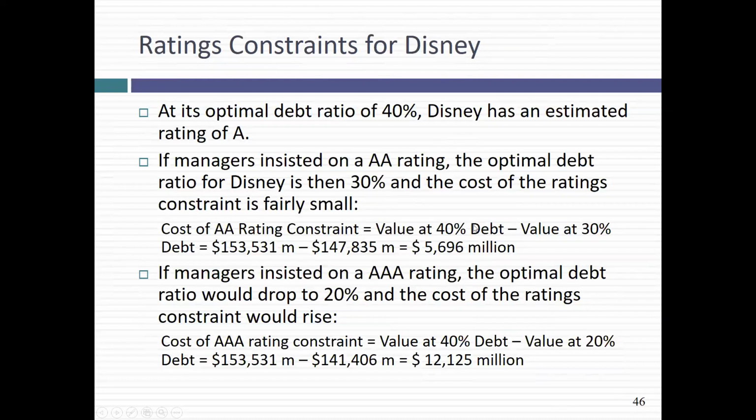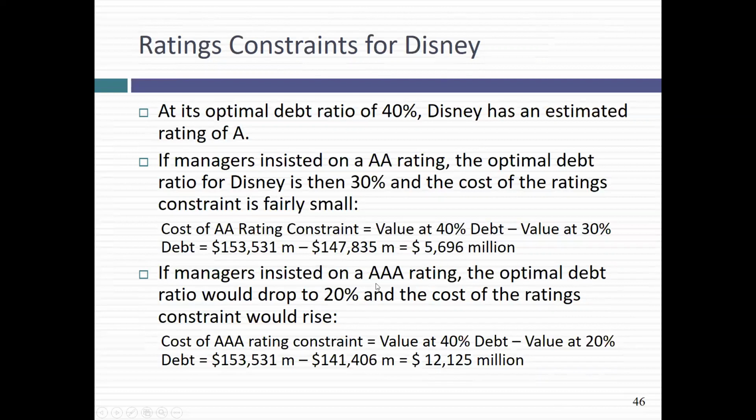But we found the optimal in an unconstrained model to be 40%, right? If we don't have a constraint, we had a rating of A with a debt ratio of 40%. So the difference in value is going to be what we estimated the value at before from our calculations, minus the value under the AA value at 30%. So that's going to give us about $6 billion.